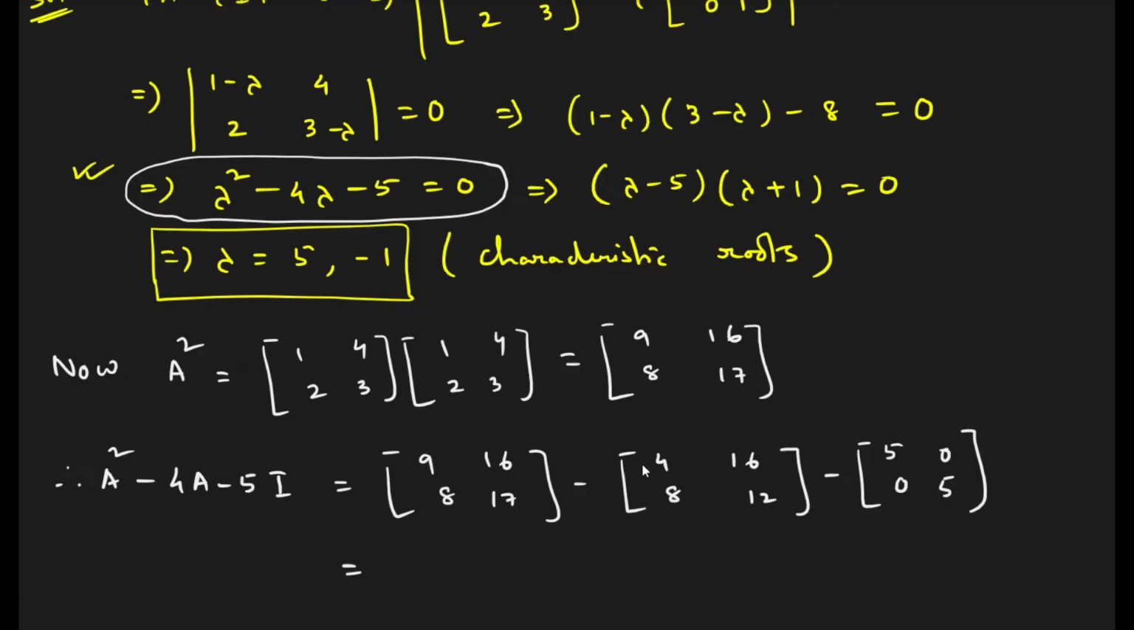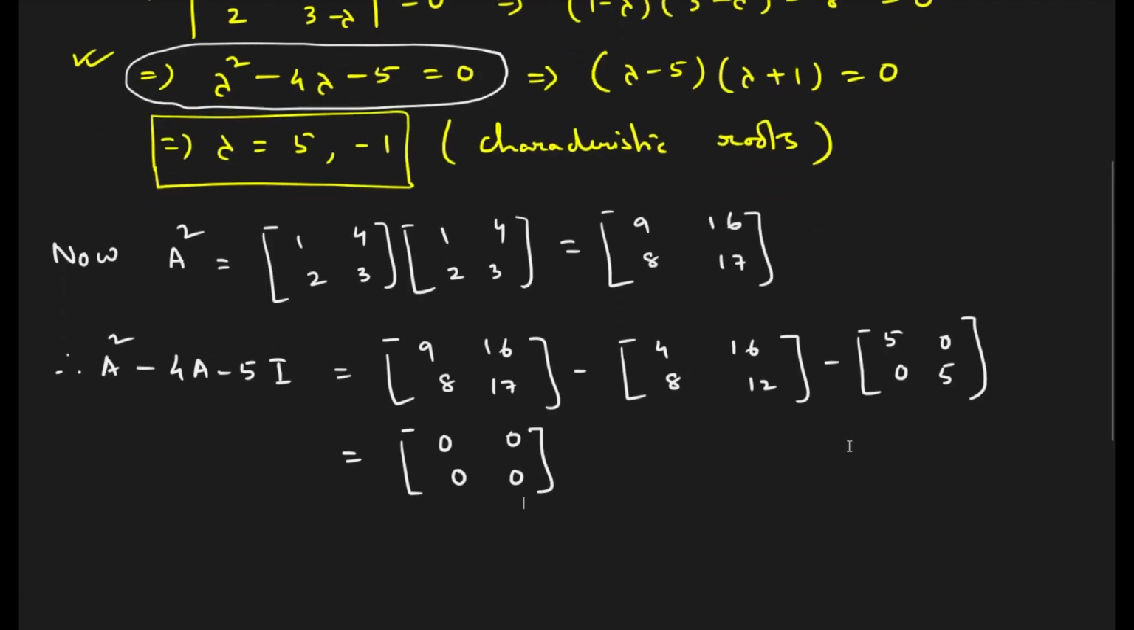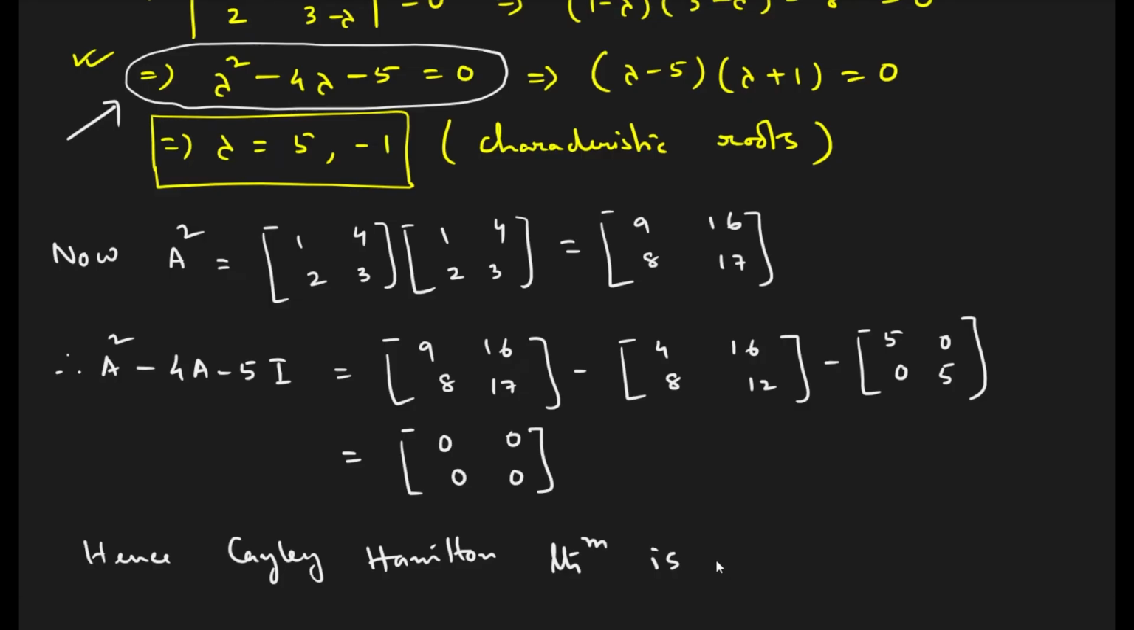Now let us see what will come. Now see, 9 minus 4 minus 5. So it is 0. 16 minus 16, 0. So all will become 0. So what does it mean? It means that the matrix capital A satisfies its own characteristics equation. So hence Cayley Hamilton theorem is what? Verified.